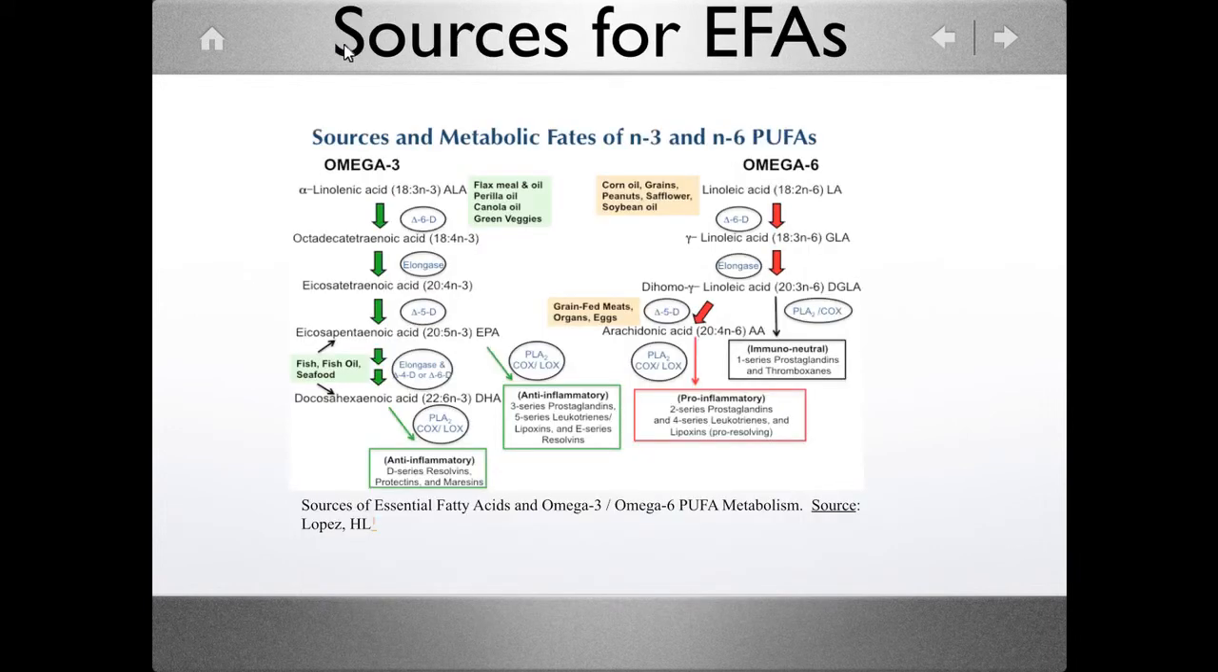Here we're looking at metabolic fates of omega-3s or N3s and N6s or omega-6s. If you look over to the left at the omega-3s, high in things like flax, obviously high in fish, one thing you notice is that they are anti-inflammatory. However, if you look at omega-6 fatty acids, they end up being pro-inflammatory. So that's very, very important to understand.